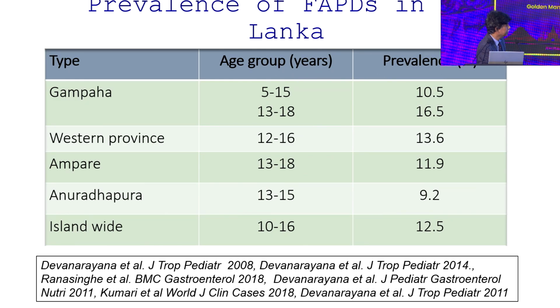This is the data from Sri Lanka, wherever you live. We did all these studies in various parts of the country, including Anuradhapura. In Gampaha district, younger children have lower prevalence, and in Western Province it is 13.6, Ampara 11.9, even at Anuradhapura 9.2. The island-wide prevalence in Sri Lanka is about 12.5.